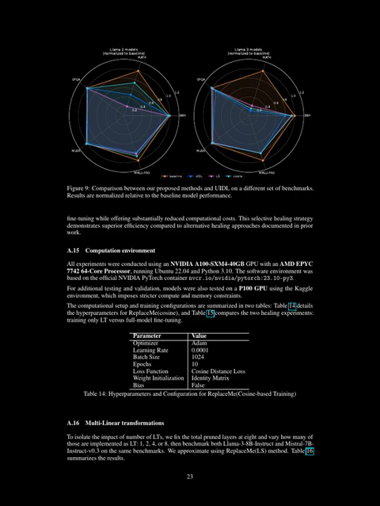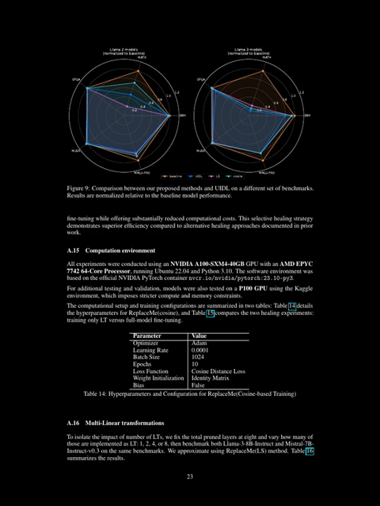The computational setup and training configurations are summarized in two tables. Table 14 details the hyperparameters for ReplaceMe cosine, and Table 15 compares the two healing experiments: training only LT versus full model fine-tuning. Parameter, value: optimizer Adam, learning rate, data points, batch size 1024, epochs 10, loss function cosine distance loss, weight initialization identity matrix, bias false. Table 14: hyperparameters and configuration for ReplaceMe cosine-based training.